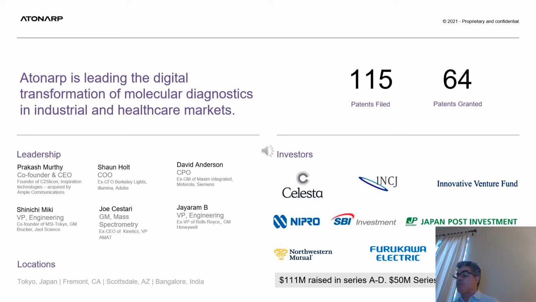Atonarp is led by our CEO, Prakash Murthy, who is based in Tokyo, Japan. The company has raised over $111 million in Series A through D. $50 million Series D closed in May of this year. Some of the strategic and financial investors include companies in both Japan and the US: Celesta, SoftBank Investment, INCJ, Furukawa Electric, to name a few.